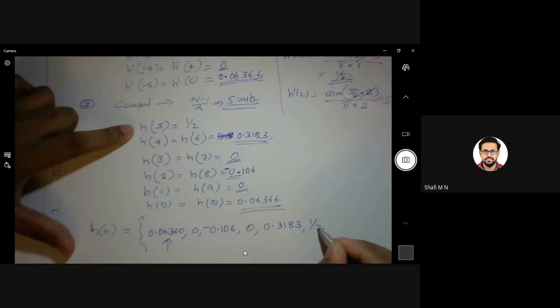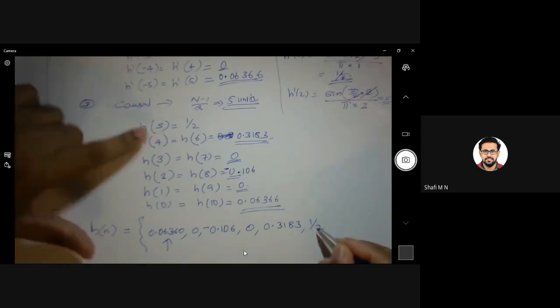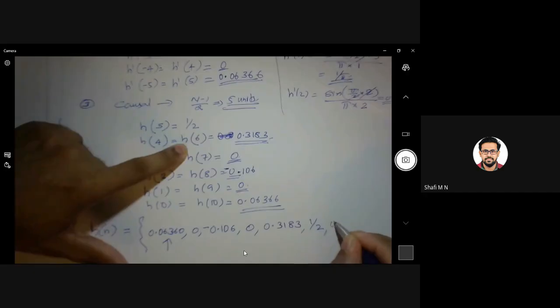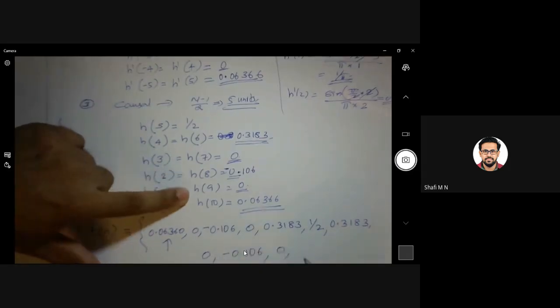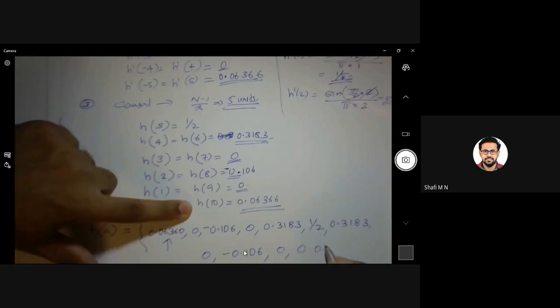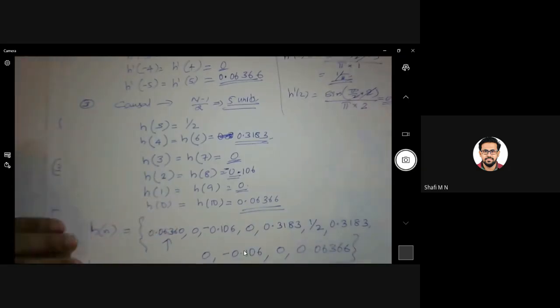Next, h of 6 is 0.3183. Next, h of 7 is 0. H of 8 is minus 0.106. H of 9 is 0. H of 10, last element, is 0.06366. So that will be the final answer. Here you can see that this is the point of symmetry. These 2 points are equal.